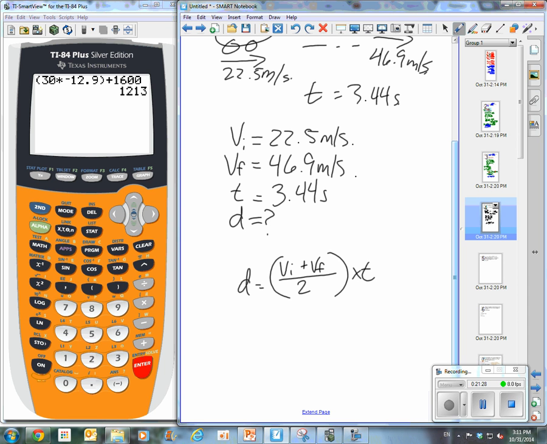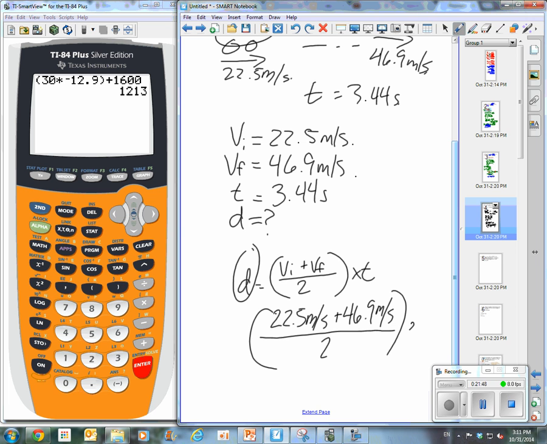So now, perfect. The question is asking me for displacement. I have displacement there. So now what I need to do is just fill in the rest. So I have 22.5 meters per second plus 46.9 meters per second, all divided by 2. And now I'm going to multiply that by 3.44 seconds.